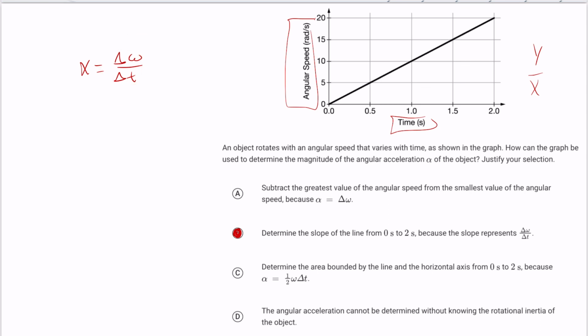And for A, it says subtract the greatest value of angular speed from the smallest value of angular speed. That's just going to give you the change in angular speed. It's not going to give you the angular acceleration. We need to divide it by the change in time as well. All right, so the answer is B here.